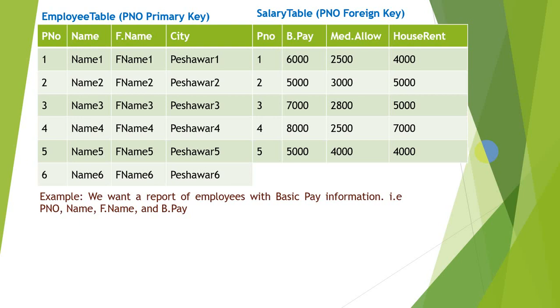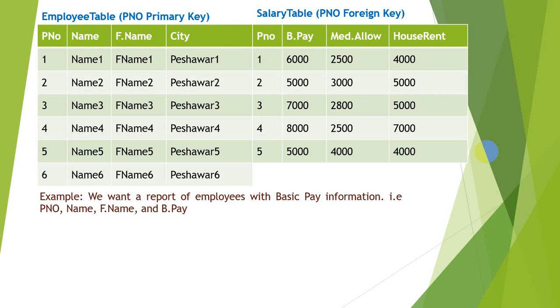Let us see, person number is the primary key and foreign key. You can see person numbers 1 to 5 are available in both tables. These are the common fields. We have to produce a result of all employees with the basic pay field. Employee record number 6 has no basic pay record, so we don't need this record.